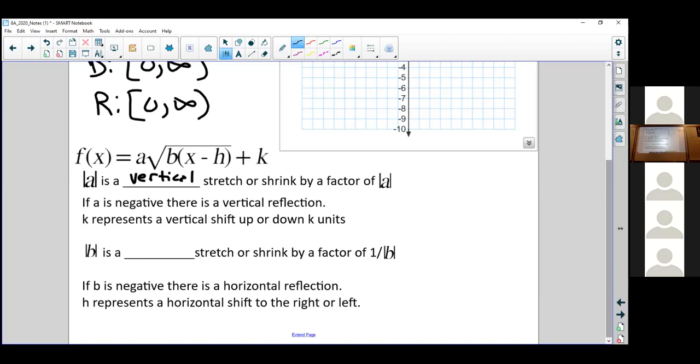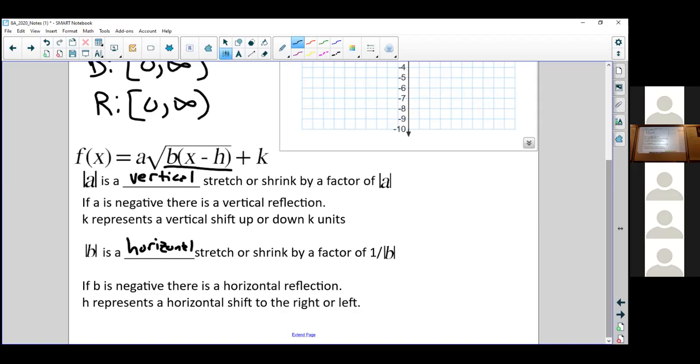The K represents, did the graph move up or down? Okay, if it's positive, it moves up. If it's negative, it moves down. And then if B, so this is kind of where we start talking about why do we want our X to be alone? You want that to be alone because the absolute value of B is a horizontal stretch or shrink. Okay, and it's by a factor of 1 over the absolute value of B.